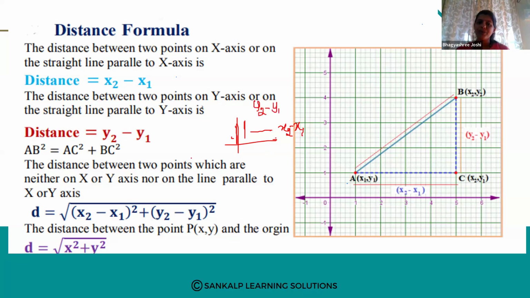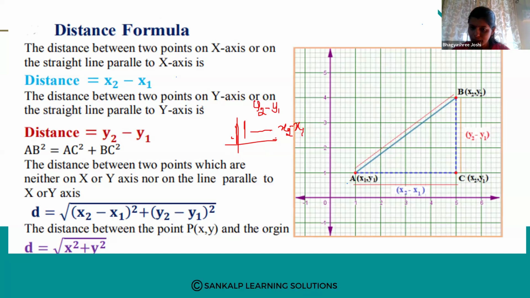Y2 minus y1. Then, distance: AB square is equal to AC square plus BC square. So you know how this comes. Okay, so by using Pythagoras theorem, we can prove that the distance formula d is equal to square root of x2 minus x1 whole square plus y2 minus y1 whole square.